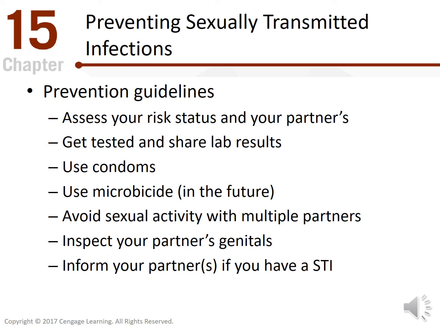Prevention guidelines. Assess your risk status and your partner's. Get tested and share lab results. Use condoms. Use microbicides in the future. Avoid sexual activity with multiple partners. Inspect your partner's genitals. Inform your partner if you have an STI.